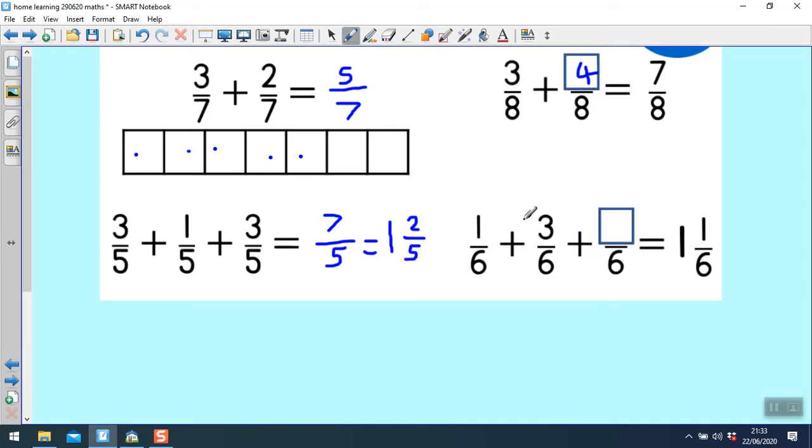And here, 1/6 add 3/6 add what number of 6ths equals 1 1/6. To make it easier, we could turn 1 1/6 into 7/6, because it's one lot of 6/6 plus 1 more 6th, so it's 7/6. So 1/6 plus 3/6 plus how many 6ths equals 7/6. 1 dog plus 3 dogs plus how many dogs equals 7 dogs. So 1 plus 3 plus 3 equals 7. Well done if you got those right.